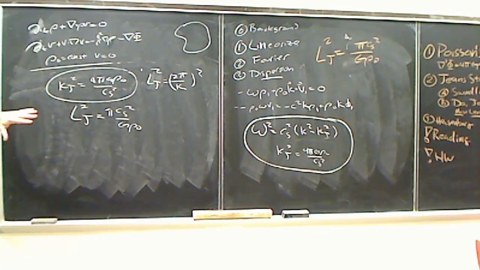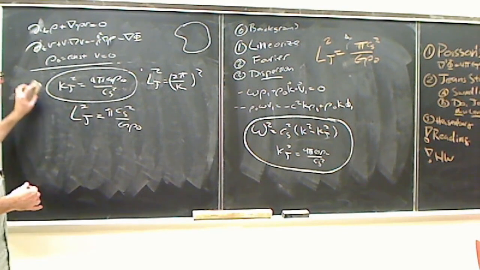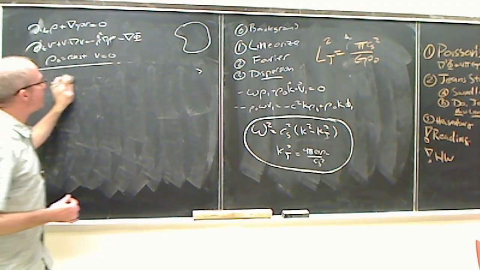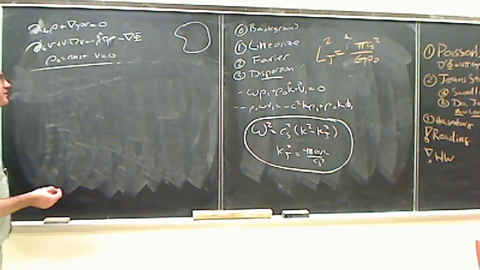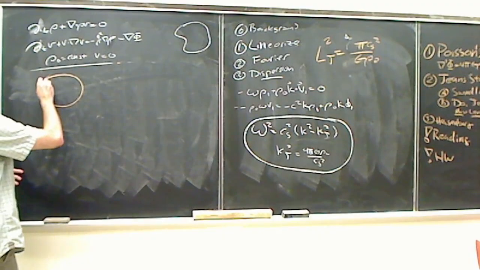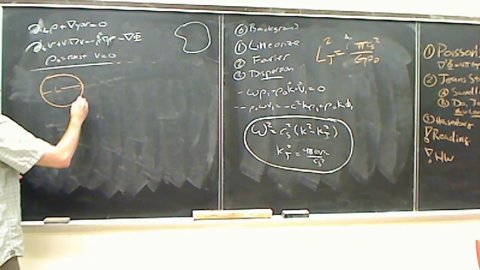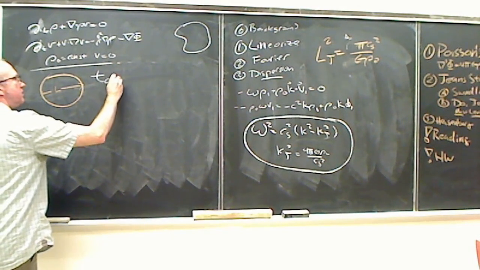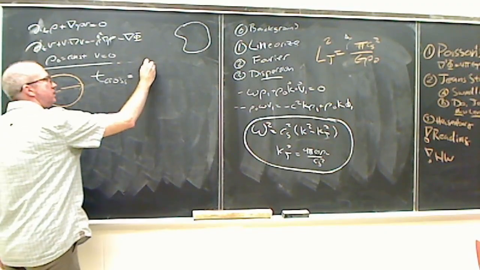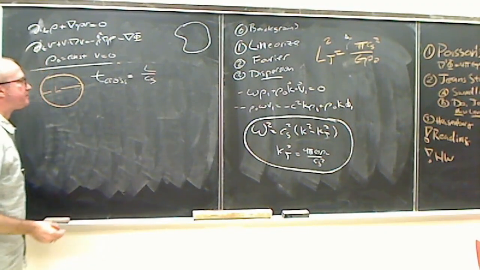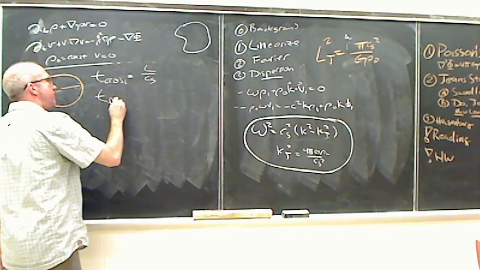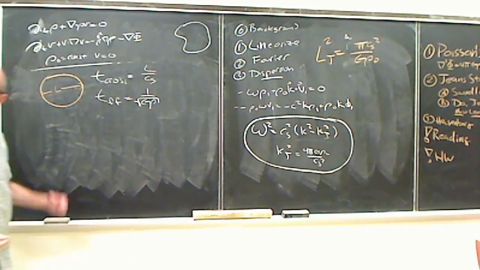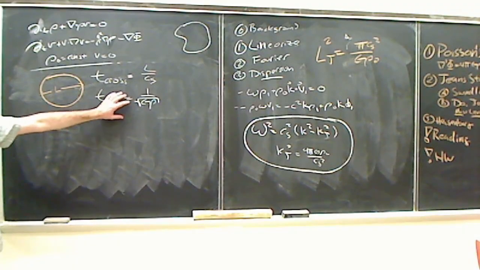So now I'm going to do the cheat way real quick again. This is how I ended last class. So if I have a blob, it has a size L, and the crossing time is equal to L over c sound, and the free fall time is equal to the square root of 1 over G rho. Does that make sense? So this I didn't prove, but we did it.